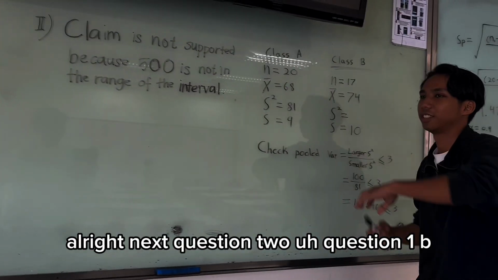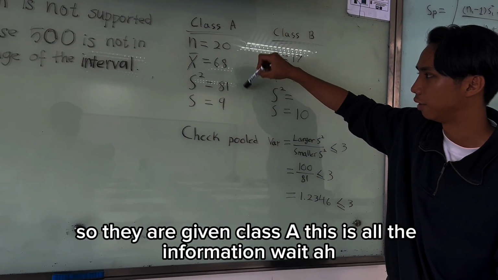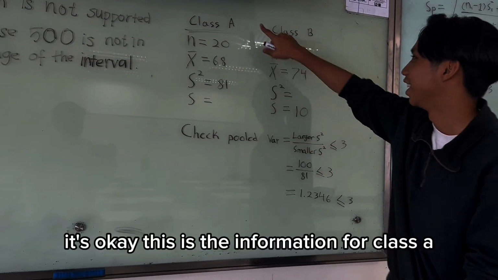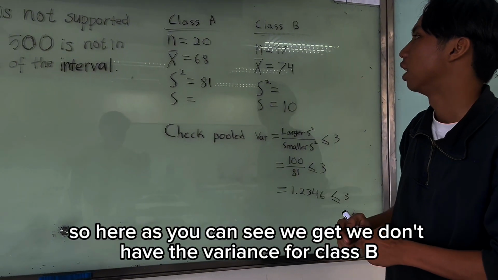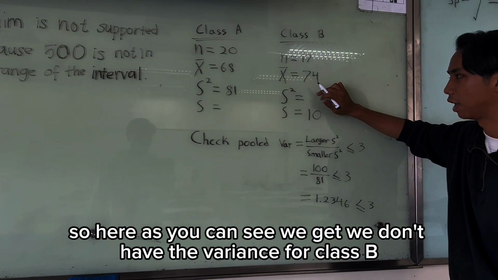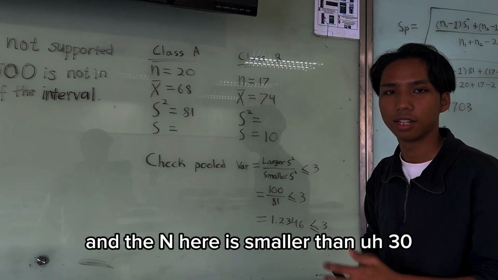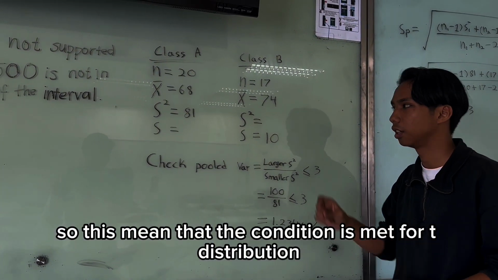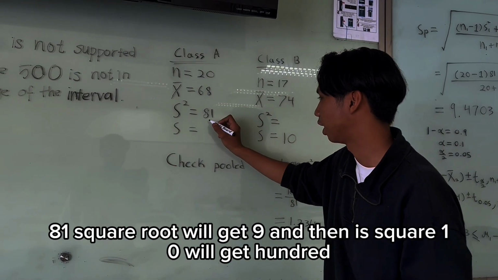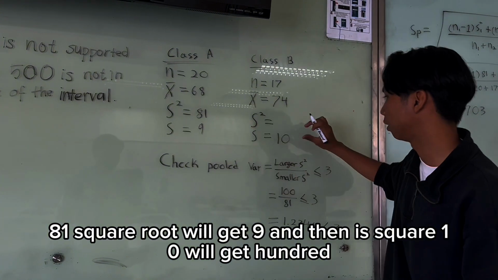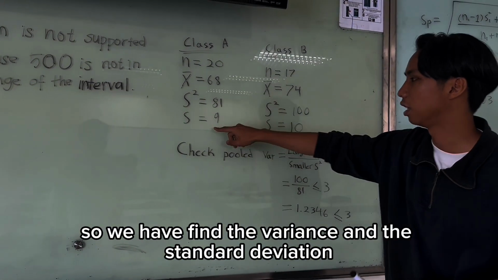Next is question 1B. They are given class A. This is the information for class A, and this is the information for class B. Here, as you can see, we don't have the variance for class B, and the n here is smaller than 30. This means that the condition is met for the T distribution. Here, the square root of 81 is 9, and the square of 10 is 100. So we have found the variance and the standard deviation.